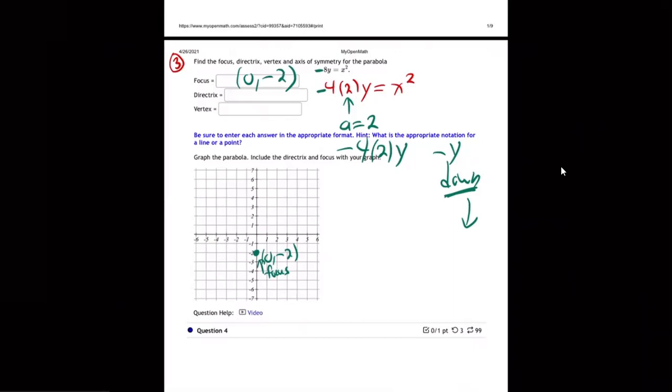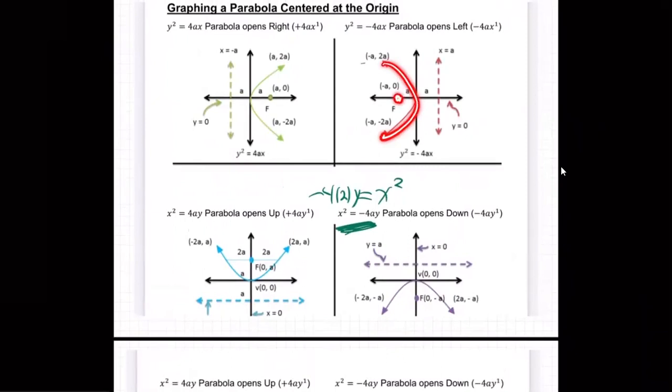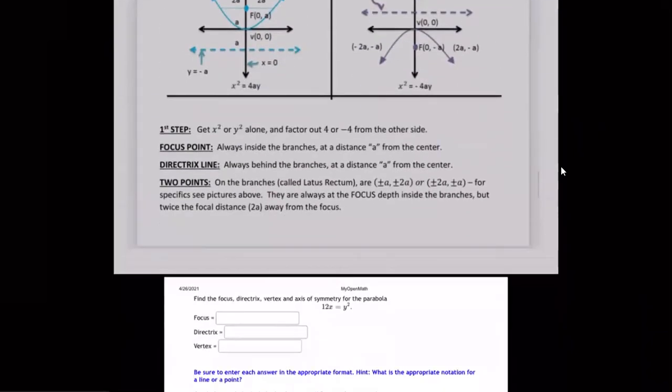What's the directrix line? Same distance, other side. Back 2. And where am I getting that? Just look at this picture here. Here's ours. We're going down. Focus point is inside. Directrix line is behind it. Always. Even if it was going up, focus point inside, directrix line behind it. See all these graphs? If it's going left, focus point inside, directrix line behind it. If it's going right, focus point inside, directrix line behind it. And as it says right here in the note, the directrix line is always behind the branches.